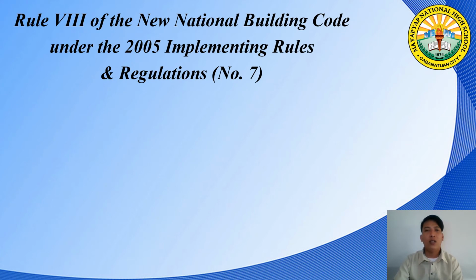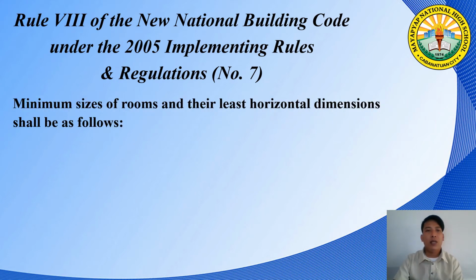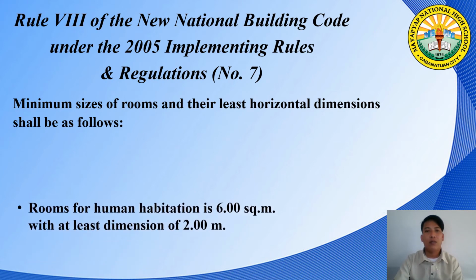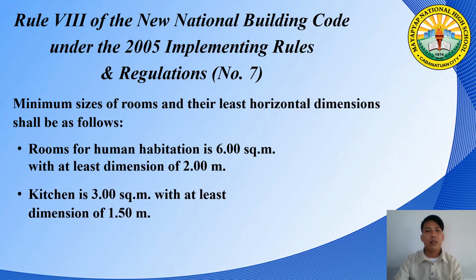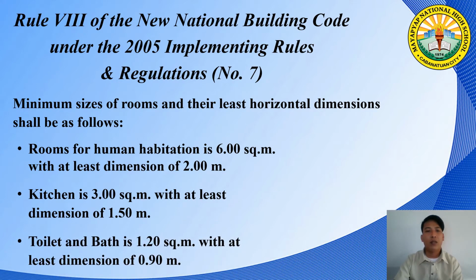According to Rule 8 of the National Building Code, under the 2005 Implementing Rules and Regulation No. 7, minimum sizes of rooms and their least horizontal dimensions shall be as follows. Rooms for human habitation is 6 square meters with at least dimension of 2 meters. Kitchen is 3 square meters with at least dimension of 1.5 meters. Toilet and bath is 1.2 square meters with at least dimension of 0.9 meter.